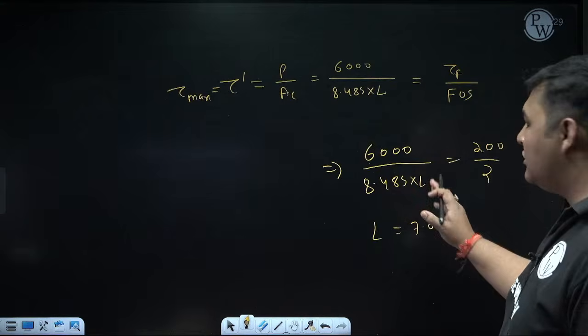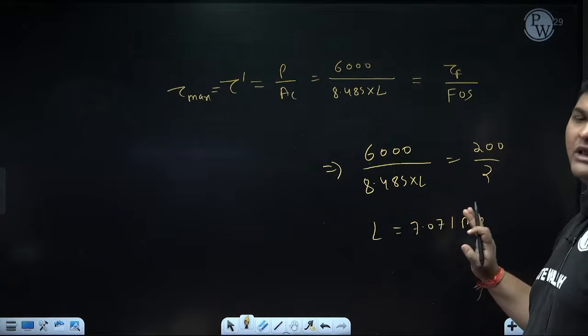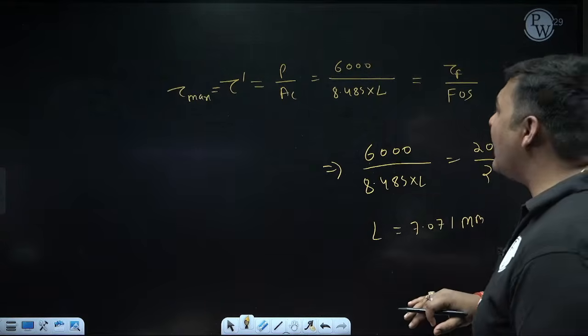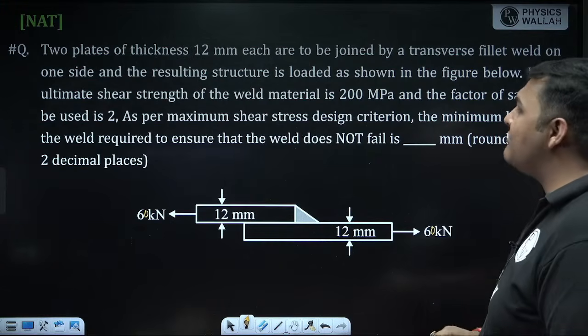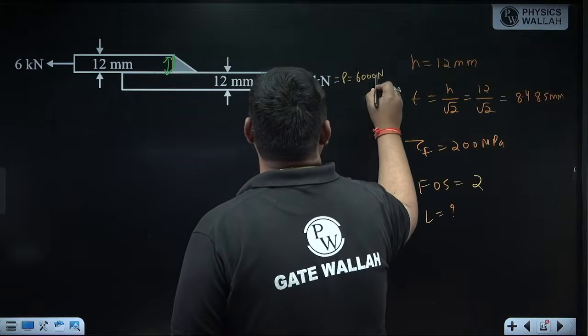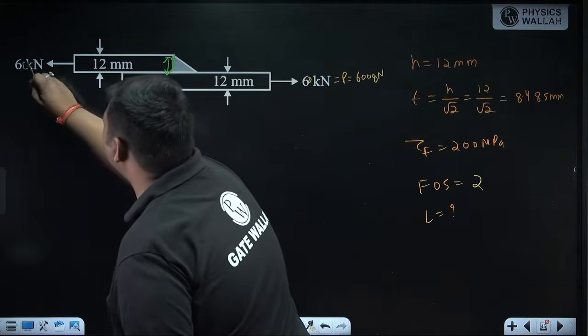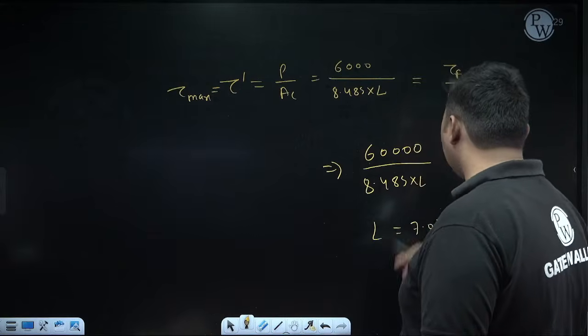Don't think too much in the GATE examination, because whatever data is given, as per that we will do the calculation. But since I am taking the class on YouTube, I can resolve this typing error. It is just a typing error. Actually, it was 60 kilonewton, 60,000 Newton. So I am just adding one zero.